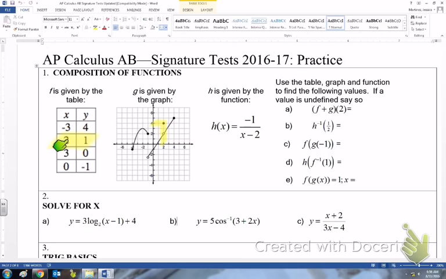So f of 2 is equal to 1. G of 2 is equal to 4. So therefore, 1 plus 4 is equal to 5. So let's write that right here.